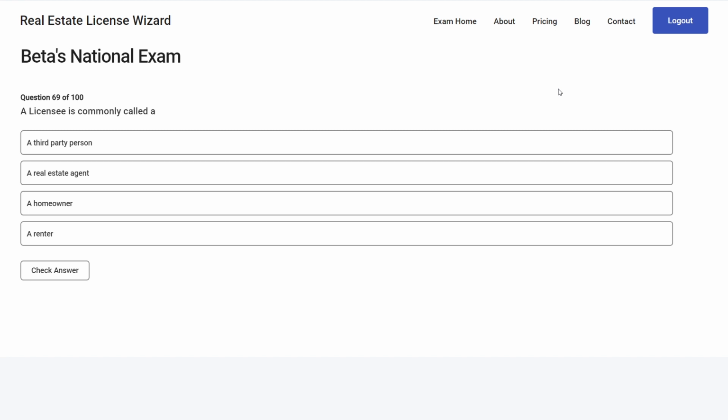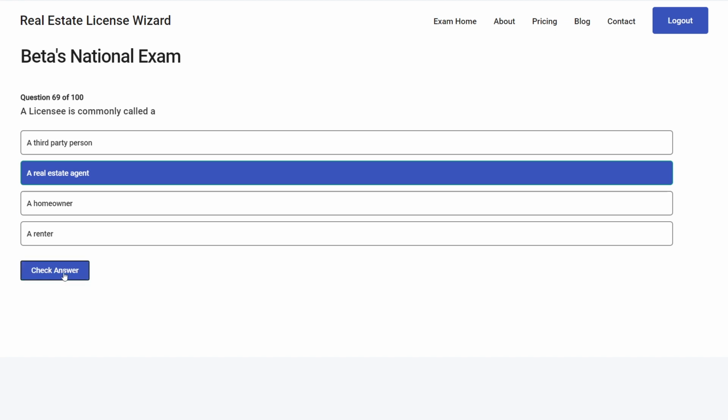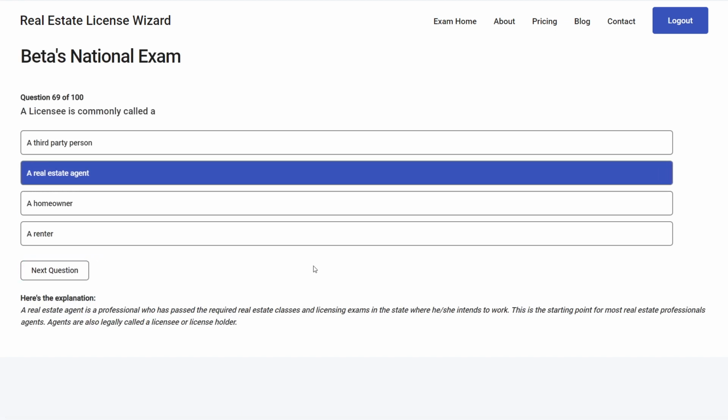Did you guys come up with it? All right, it's a real estate agent, yes. And you guys are going to see this all the time on the exam. A licensee is referred to as a real estate agent because guess what? They hold a license. This is obviously a starting point for most real estate professionals. Agents are legally called a licensee or license holder. You'll see that all the time.